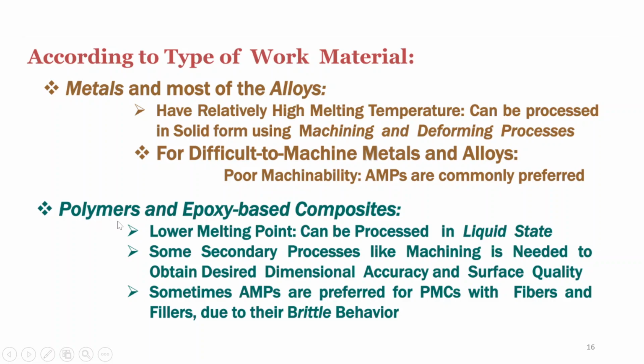For polymers and epoxy based composites, if they have lower melting point, then these can be processed in liquid state. And some secondary processes like machining are needed to obtain desired dimensional accuracy and surface quality. Sometimes additive manufacturing processes are preferred for polymer matrix composites with fibers and fillers due to their brittle behavior.